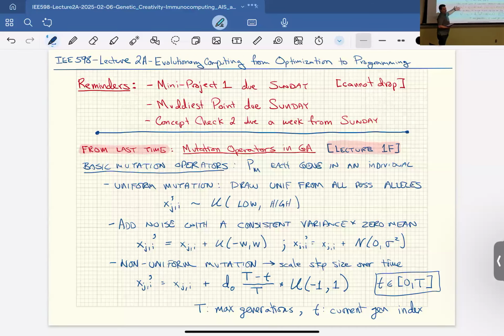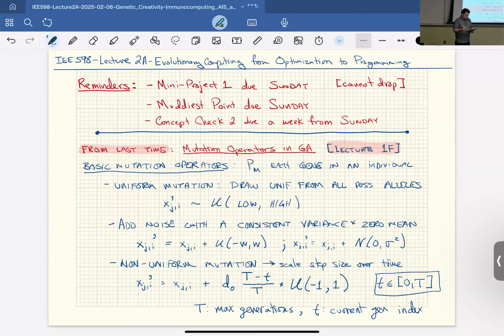So you could imagine further ways to elaborate this. That's all I'm trying to get at. So any questions about these basic ideas behind mutation operations you can add to the genetic algorithm? Uniform, non-uniform. Non-uniform just because it's changing over time. Okay, great. So that's mutation, and that's basically the end of our exploration of the GA.